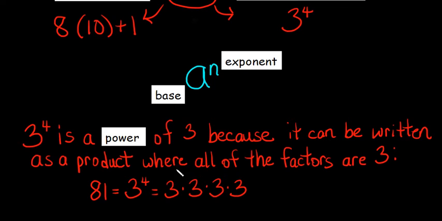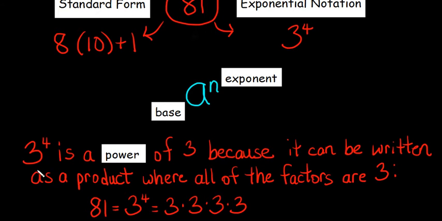Hopefully it is. So, my 3 to the 4th power, you can say 3 to the 4th power is a power of 3 because it can be written as a product where all of the factors are 3. It's just a fancy way to say what we know, that 81 equals 3 to the 4th, which equals 3 times 3 times 3 times 3. That's all that means. So don't get all in a mess over all this crazy language.